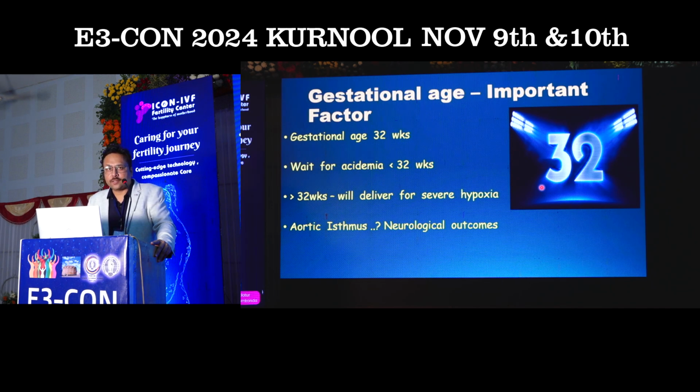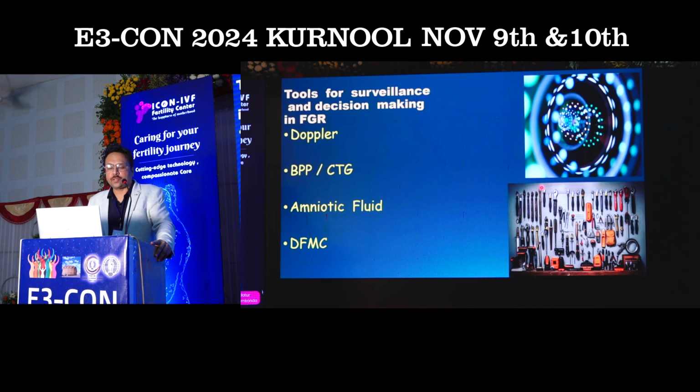Aortic isthmus is associated with poor neurological outcome. It is between 30 to 34 weeks, but still it is under research. It is not used routinely in our clinical practice. So what are the tools of surveillance? These are Doppler, biophysical profile, NST, amniotic fluid, and daily fetal movement count.